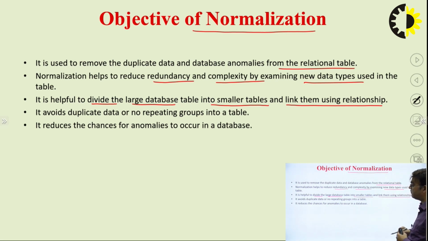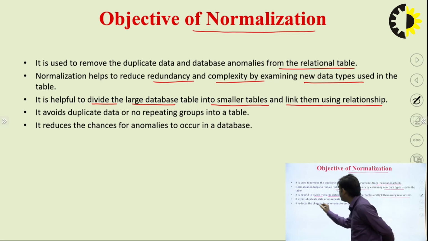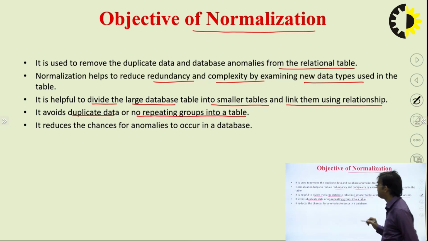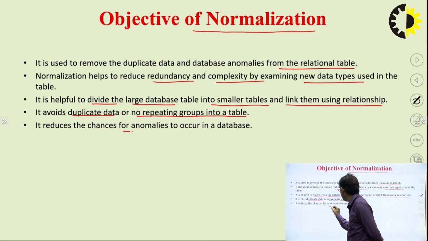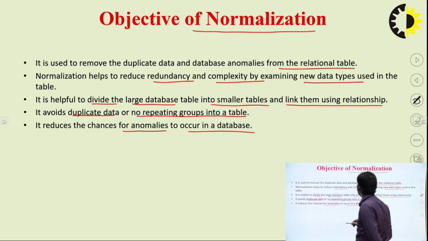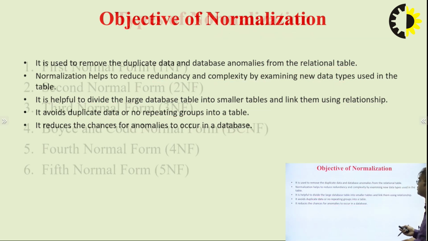Fourth point: it avoids duplicate data or repetition groups in a table. And fifth point, it reduces the chances for anomalies to occur in the database. These are some objectives which should be followed in database normalization.